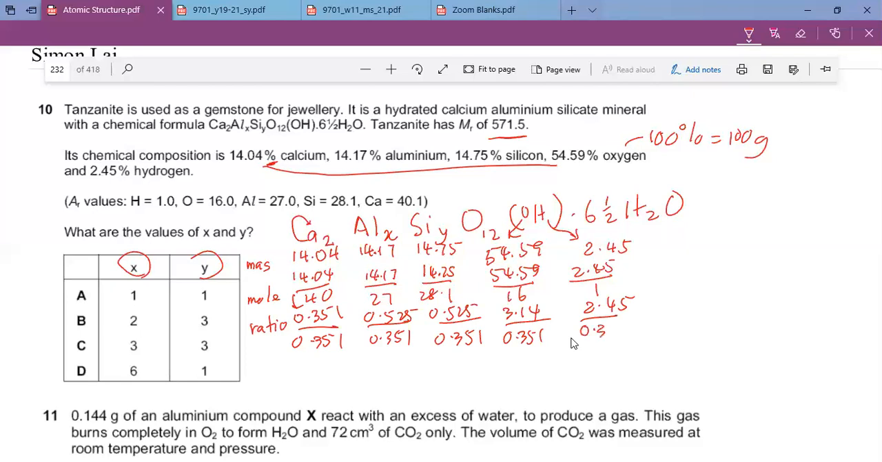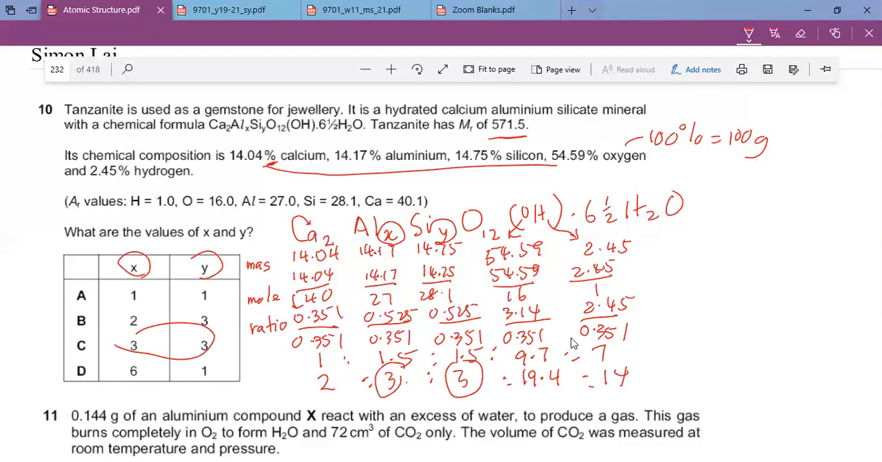0.351. Okay? So here it's 1 is to 1.5 is to 1.5 is to 9.7 is to 7. Okay? 0.5 times 2, so it's 2 here is to 3 here is to 3 here, and 7 times 2 is 14. It's 14, isn't it? You can do it yourself. Now, obviously, which is correct? X and Y. X is here, Y is here.